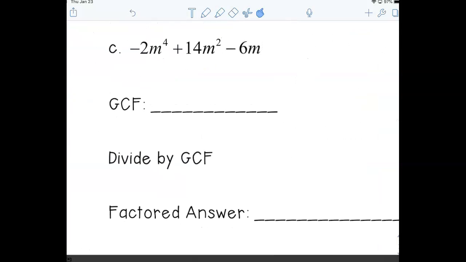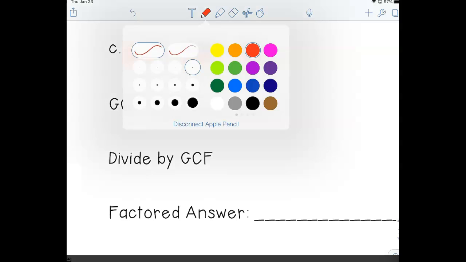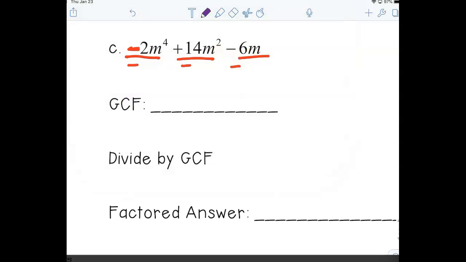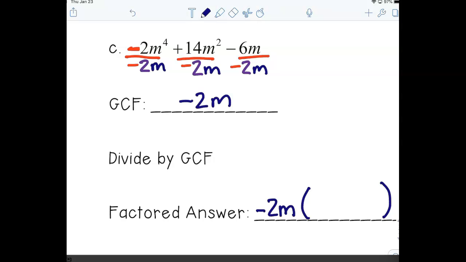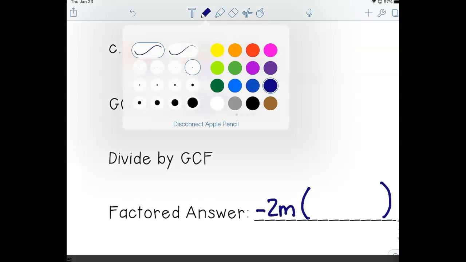Let's go to C. I have a negative in front, which means I divide everything by a negative. I divide everything by a 2 because they're all even. I divide everything by an m because they all have an m in common. So my GCF is negative 2m. That gets rewritten right there. Okay. Then that negative turns into a positive.